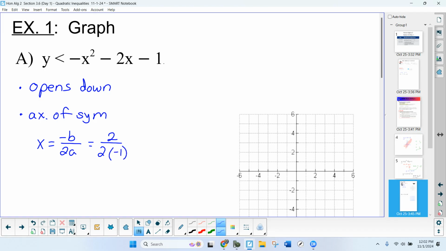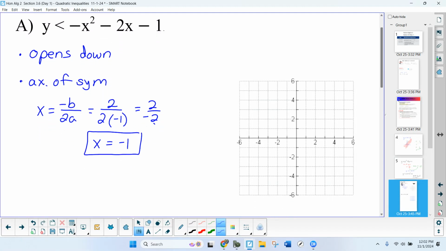Do you see what I was doing there? Okay, so it's 2 times negative 1, negative 2. And what is 2 divided by negative 2? Negative 1. Now remember, you always write it as the equation x equals negative 1, because this is the vertical line that cuts that parabola in half. I just dashed that real light.